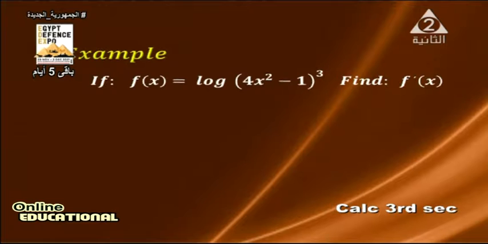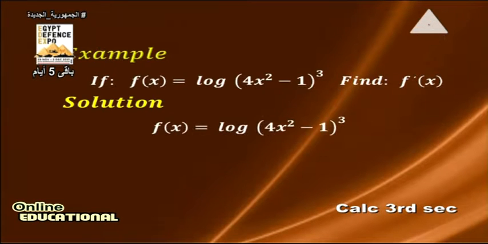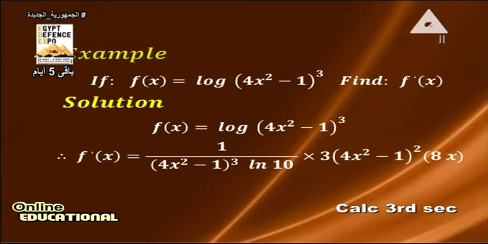If f of x equals log (4x power 2 minus 1) all to the power 3, find f dash x. F of x equals log between two brackets 4x power 2 minus 1 all to the power 3. From the properties of logarithm, we can write this function's f dash x equals 1 over (4x power 2 minus 1) all to the power 3 ln a multiply the derivative of the bracket.